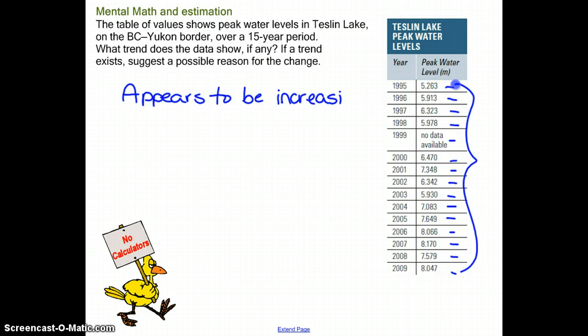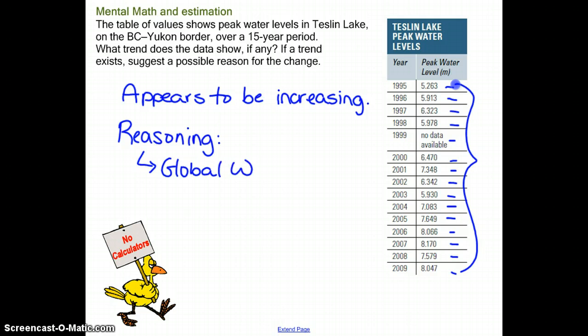Now we need a reason why. There's a bunch of reasons why, and all of them, or most of them, would revolve around global warming. Because of global warming, melting glaciers are increasing all water levels, but also with higher temperatures comes more precipitation. So those are two reasons why this might be happening.